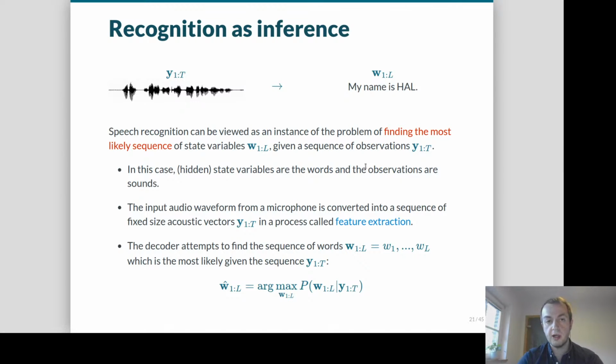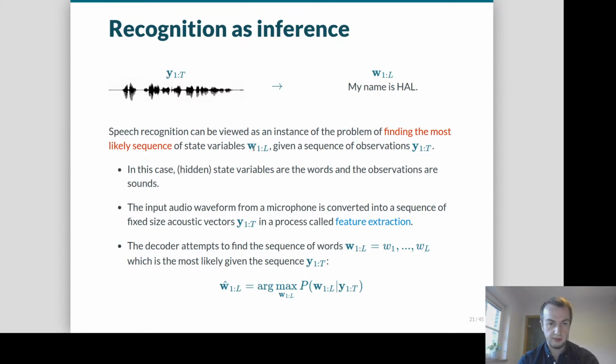Again, we can frame this problem as an inference problem. And so we can frame recognition as inference. And more specifically, we can view the problem of speech recognition as an instance of the problem of finding the most likely sequence of state variables w_i, which is our output sequence, given a sequence of observations y, which is the waveform that we produce.